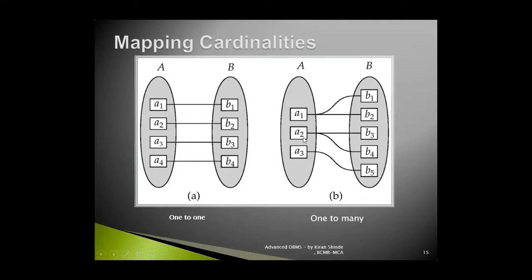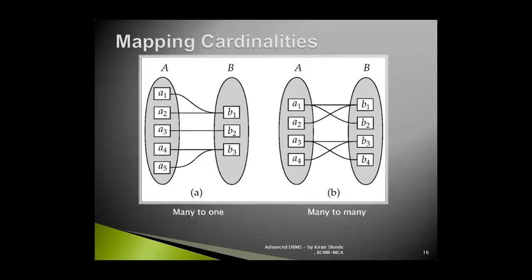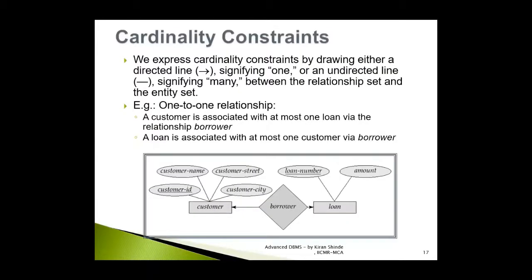But if you see one-to-many, one data item in entity set A is associated with more than one data item in entity set B. Such cardinality is called one-to-many cardinality. Similarly, many-to-one and many-to-many, where you can see in many-to-many, more than one data item in entity set A is associated with more than one data item in entity set B. Okay. Now we will try to understand the cardinality constraints with the help of examples.